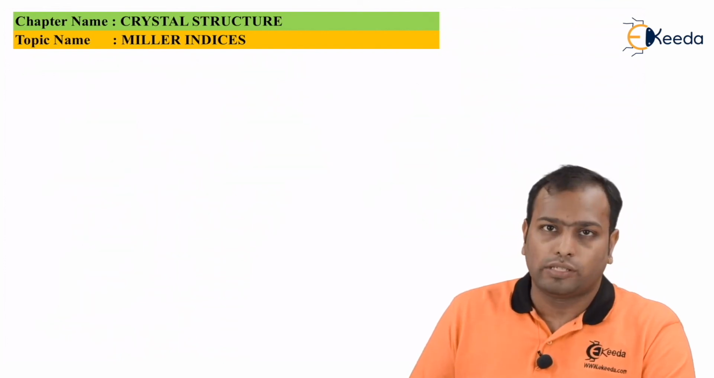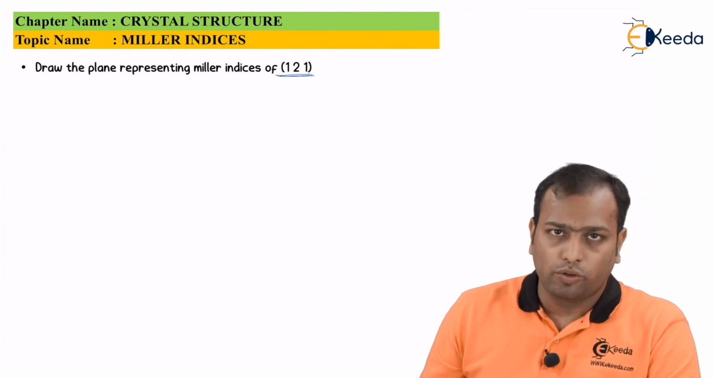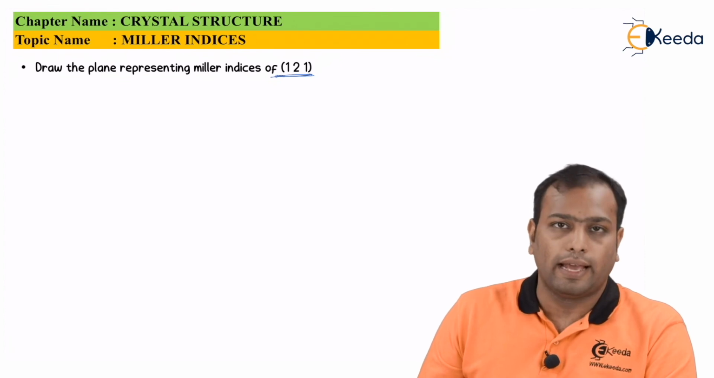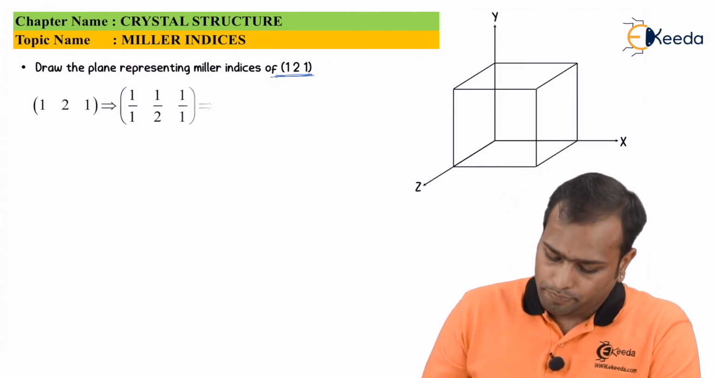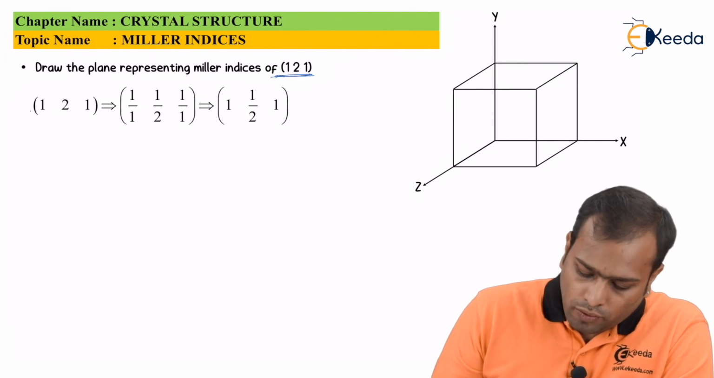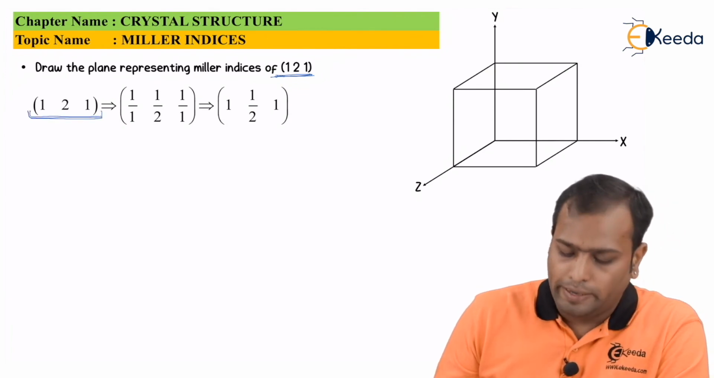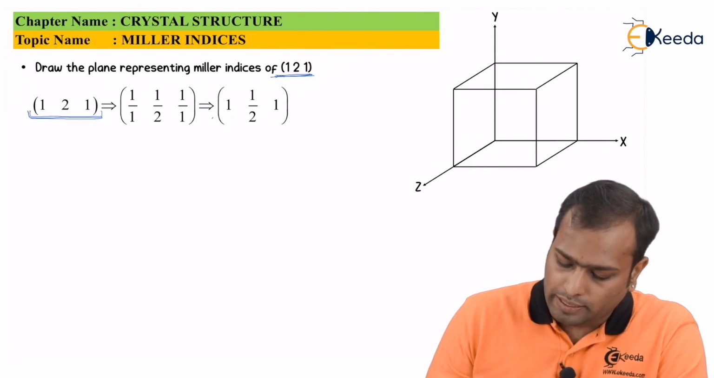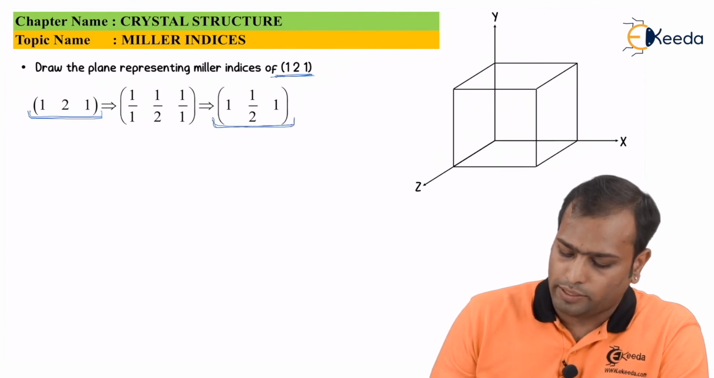Now, let's draw some Miller planes. Now, we are being asked to draw planes having h, k, l as 1, 2, 1. This is my unit cell. Now, it is 1, 2, 1. What would we be doing? We would be taking the reciprocal first, and after taking the reciprocal, we'll get the values as 1, 1 by 2, and 1, as you can see here.